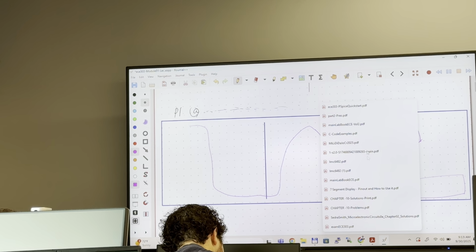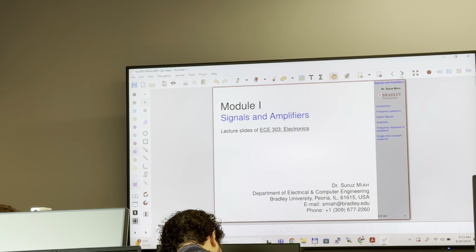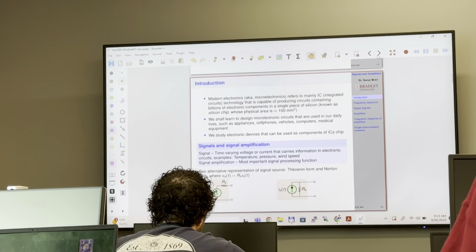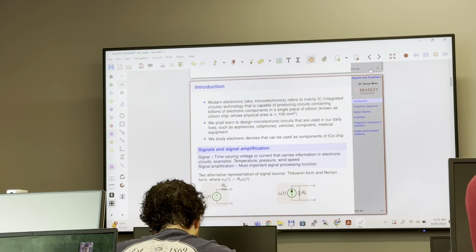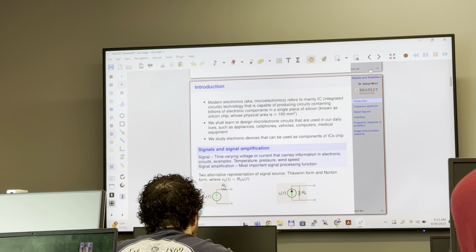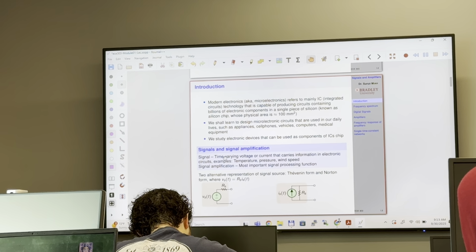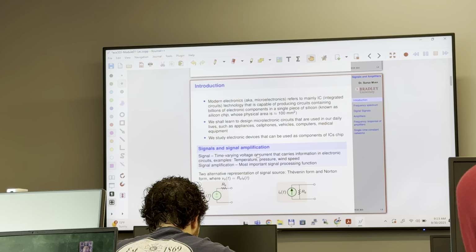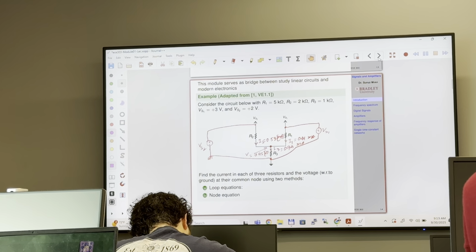Now let's dive into chapter 1. So module 1, signals and amplifiers. This time, I don't plan on having true false type questions. It's going to be all numerical problems. So you can just read this for your knowledge, but I'm not going to ask you what is signals and signal amplification. Forget about this type of question. It's going to be mainly numerical.